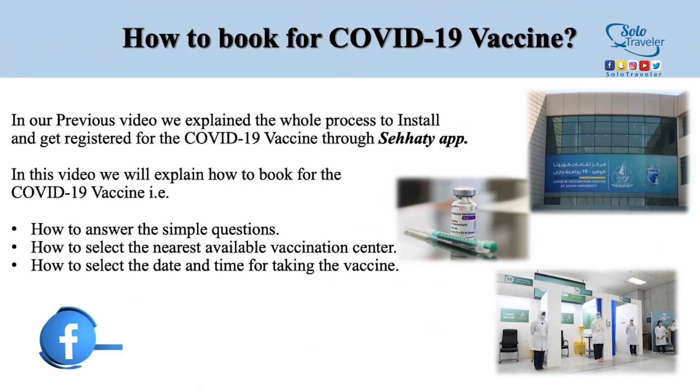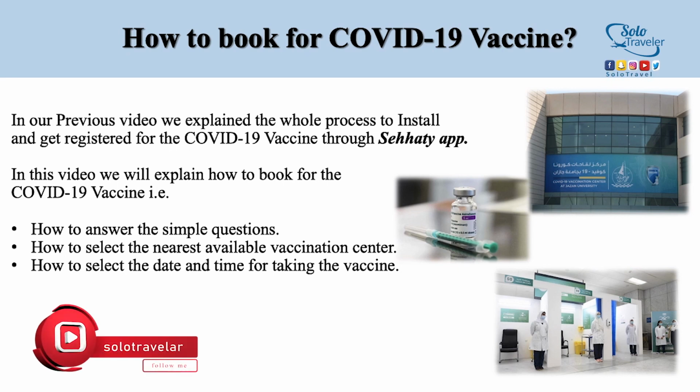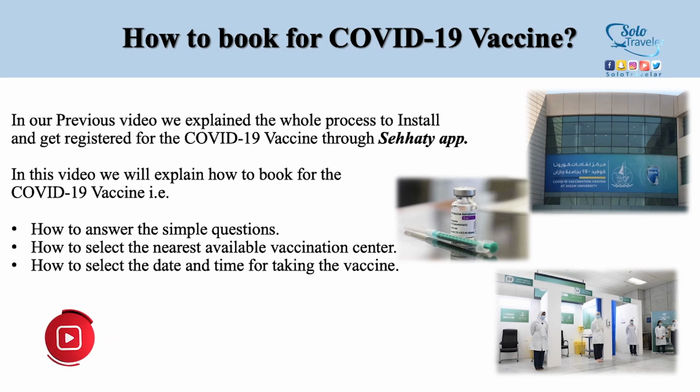In this video we are going to discuss how to book for the COVID-19 vaccine. In the last video we already discussed how you can download the application on your mobile and get registered for the vaccination. If someone is still not registered, please follow our video 1 link and follow all the steps to get registered, and then you can follow all the steps in this video. We're going to discuss how you can answer the simple questions for booking the appointment, and then how to select the nearest available vaccination center. The third and last very important option is how to select the date and time for taking the vaccination. So just follow this video and follow all the steps.